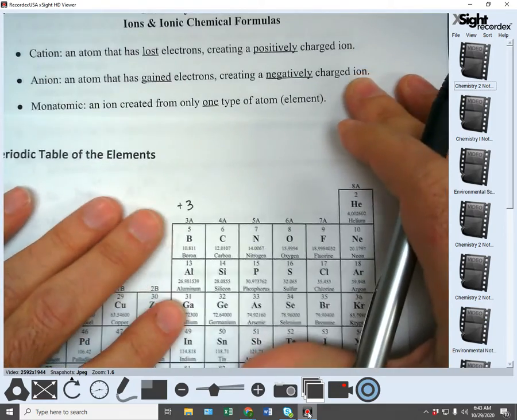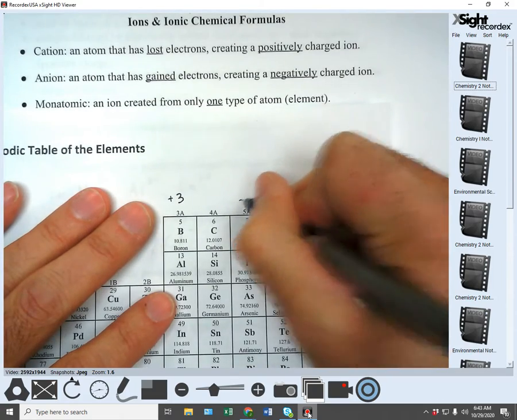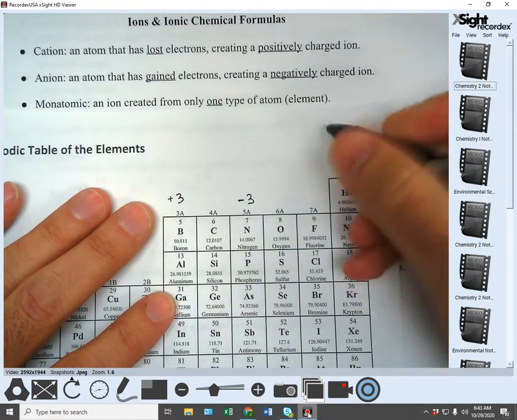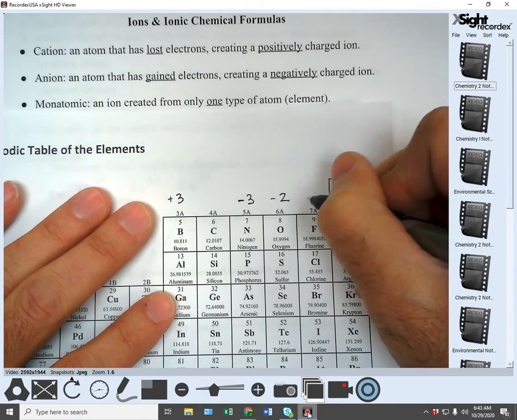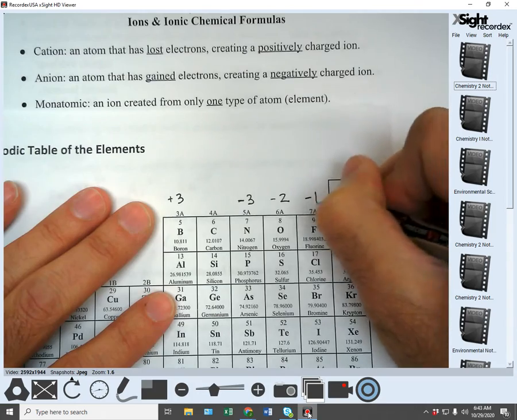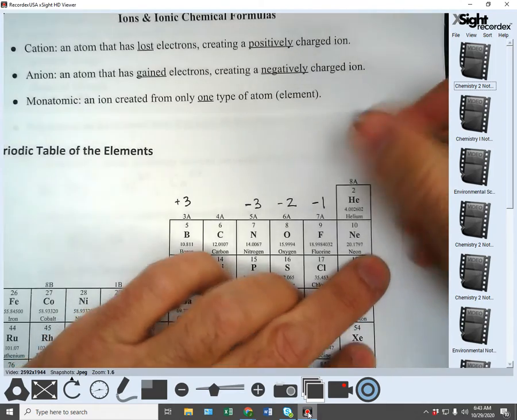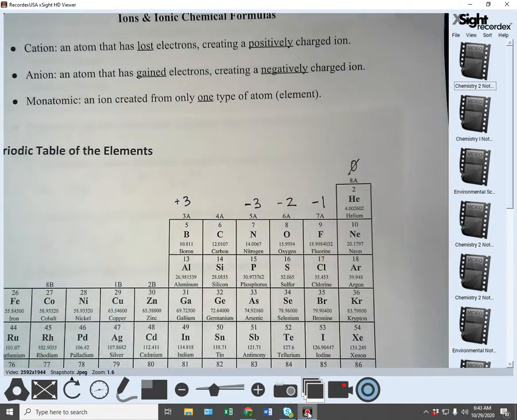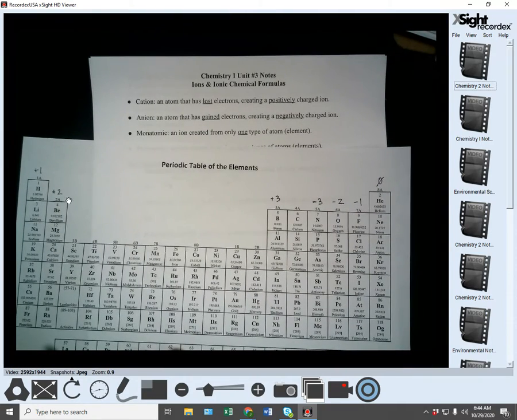I mentioned that. And then when you get to 5A, it's going to want to gain 3 electrons. So that's actually going to be a -3 or 3 negative. Oxygen column family is -2. The fluorine family, those are also called the halogens, are -1. And then our noble gases don't really react with anything, so that's 0. They don't usually form any kind of charges, any ions. Okay, so let me zoom out a little bit here. You should have those across the top of your periodic table to help you out.